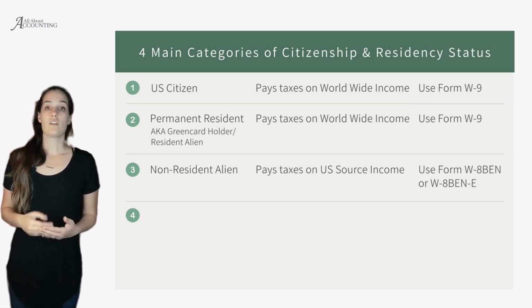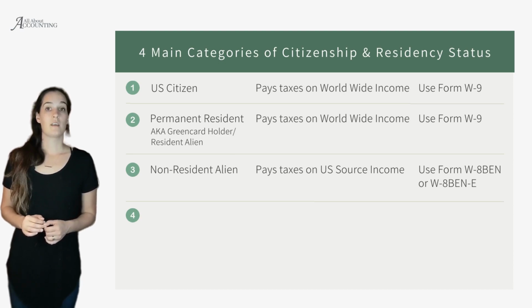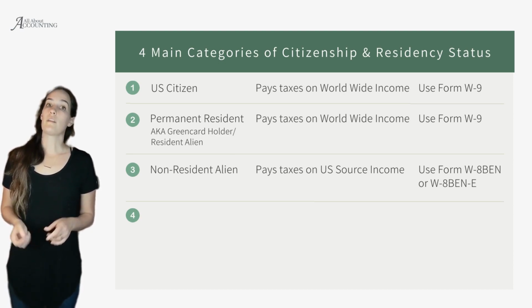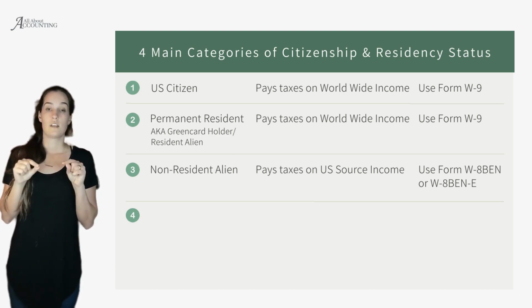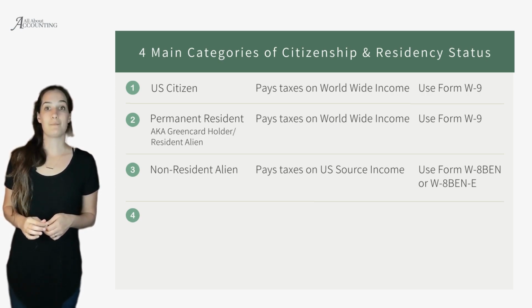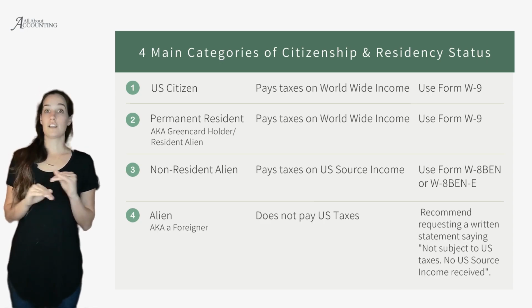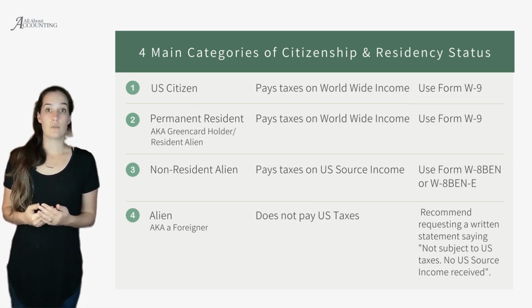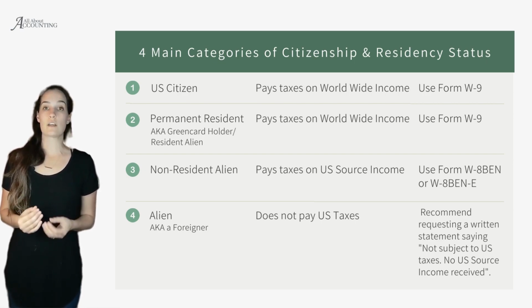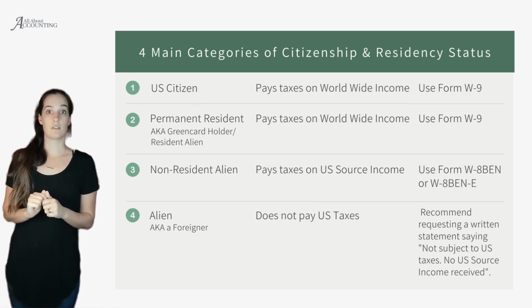A non-resident alien. This is someone who is in the United States for a time and is allowed to work. They pay U.S. taxes on the income earned while they are in the U.S. So for them, you want to request Form W-8-BEN or W-8-BEN-E. An alien. This is someone who is not living or working or visiting the U.S. They do not have any U.S. source income, meaning that the work that they are doing is not performed in the U.S. It's at their house.